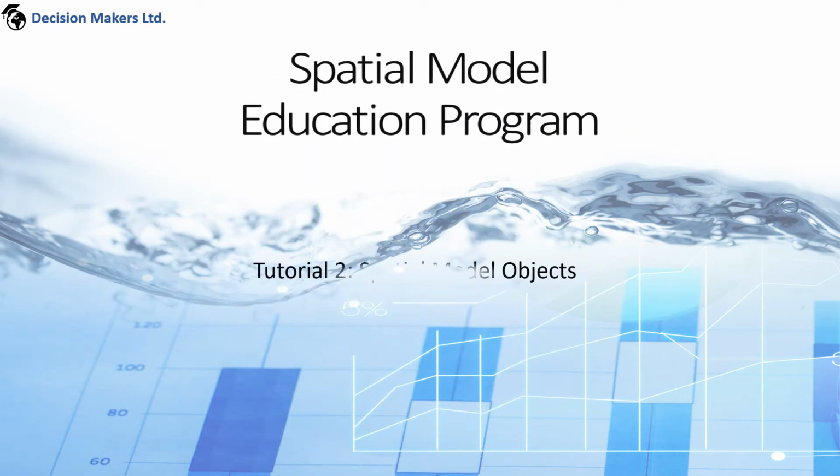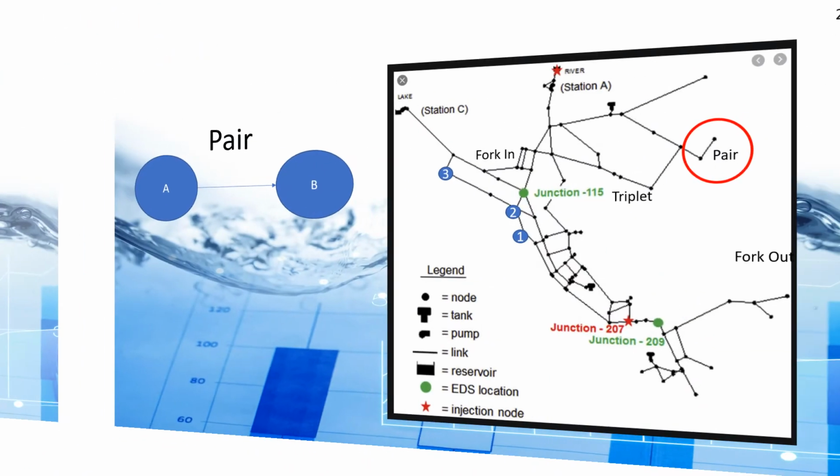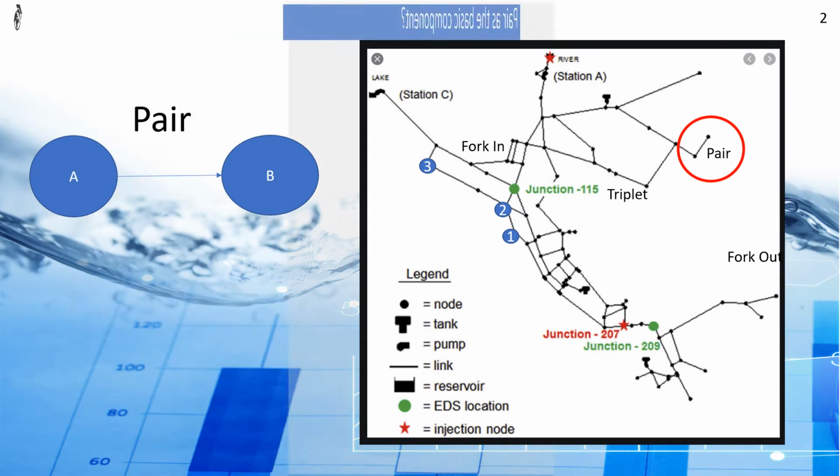Hello, and welcome to the Spatial Model tutorial number 2. The current video is about getting acquainted with the spatial model objects. In doing so, we will get to know the main components of the spatial objects, which are pairs, triplets, and forks. We will learn what each one of these objects is designed to do and what type of alarms it can trigger. The first object is a pair.